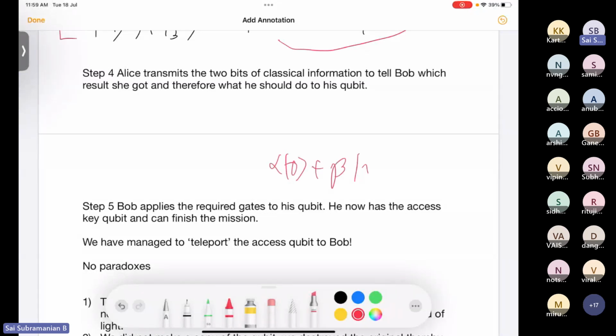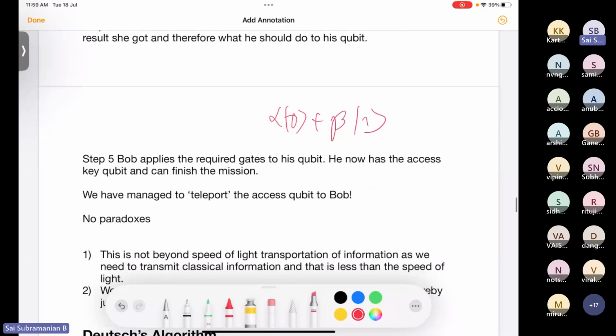This is the state of Bob's qubit. And we have actually managed to teleport this access qubit from Alice to Bob. Think of it. If we measure this qubit, we destroy the qubit, and even if we could measure, we cannot transmit this with even an infinite number of bits of classical information. But with just 2 bits of classical information, we have managed to teleport this qubit from Alice to Bob, and Bob can complete his mission.